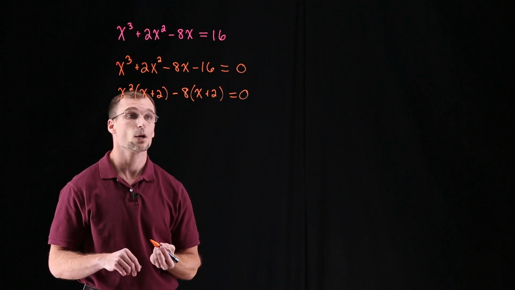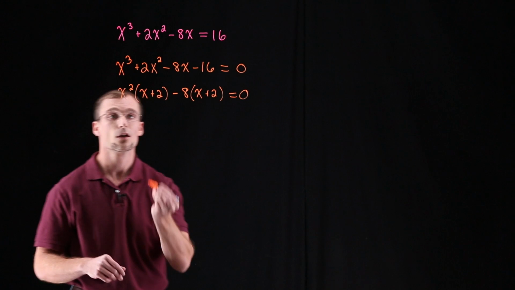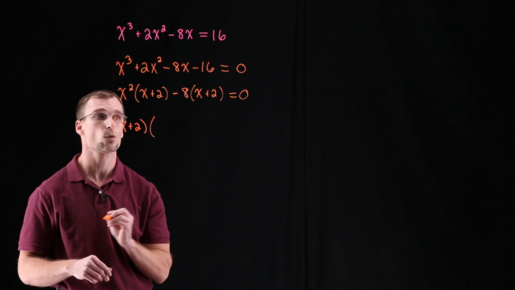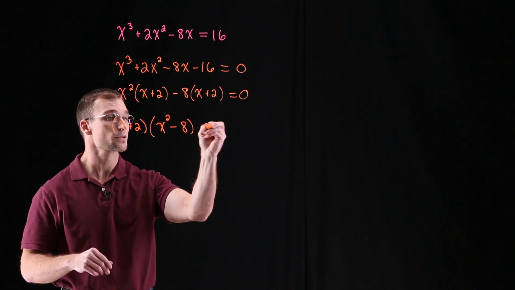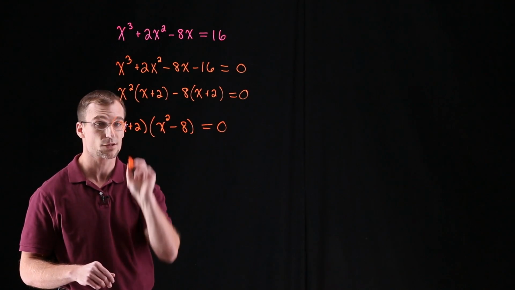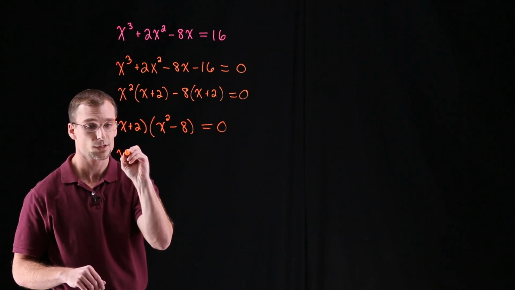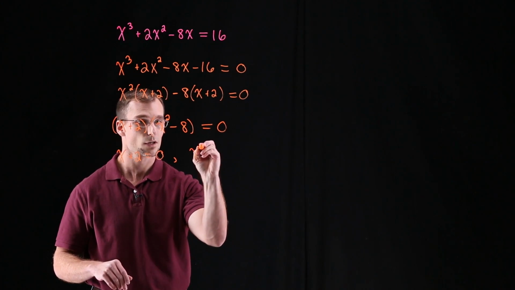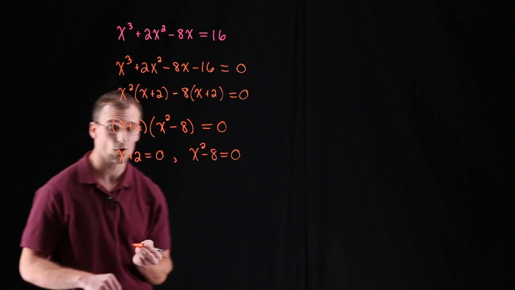So now what can we do? Now we have a common factor, namely this x plus 2, which we can factor to the outside. So if we bring this x plus 2 term out, we'll have x plus 2 times the quantity x squared minus 8, and that's all equal to 0. So now we have the left-hand side factored, set equal to 0. Now we can set each individual factor equal to 0 and continue to solve from there. We'll take our x plus 2, set that equal to 0, and our x squared minus 8, set equal to 0, and solve both of these.